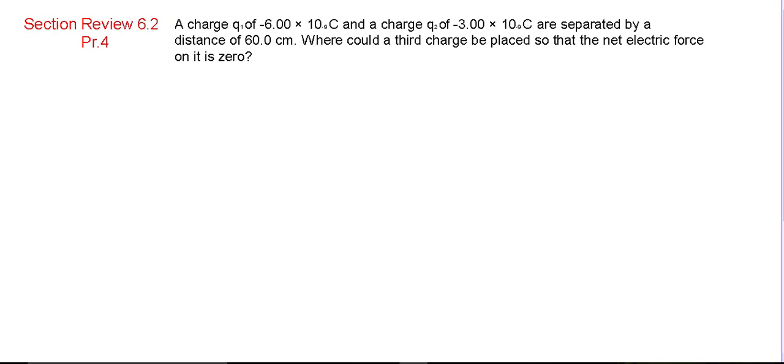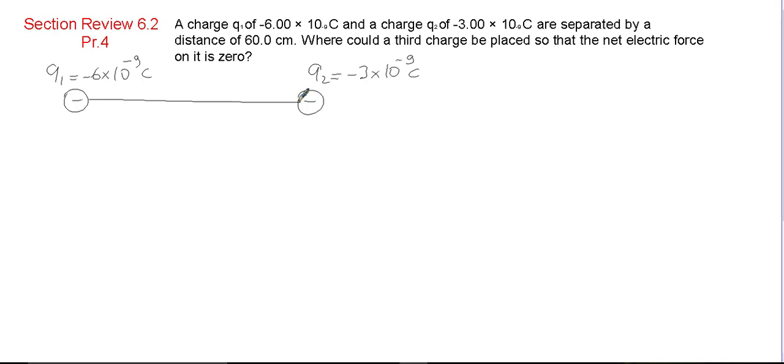Let's place the charges, friends. Assume that that is Q1 and it is negative. Q1 is equal to minus 6 10 to the power of minus 9 coulomb. And let's put another charge here, Q2. It is equal to minus 3 10 to the power of minus 9 coulomb. And the distance between them is given. It says 60 centimeters. When we convert it, it will be 0.6 meter. Where should we put a third charge so that the electric force on it will be 0?